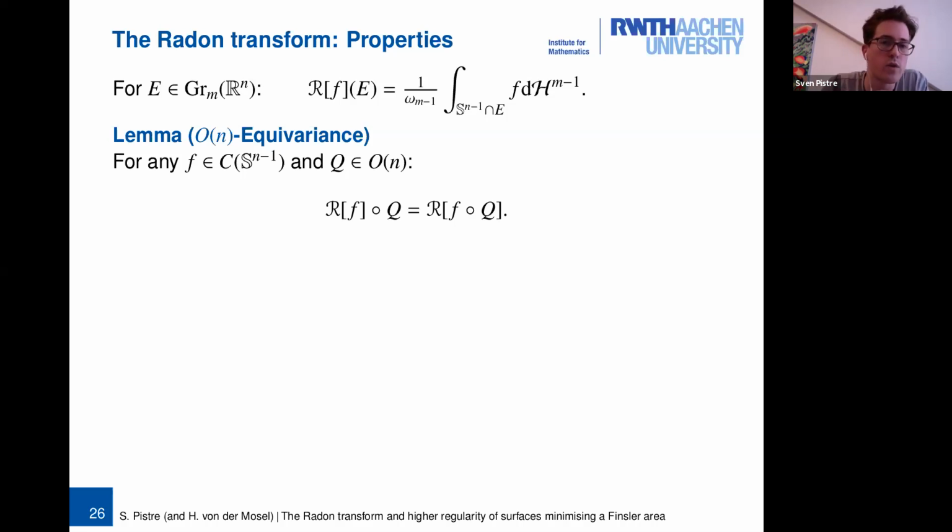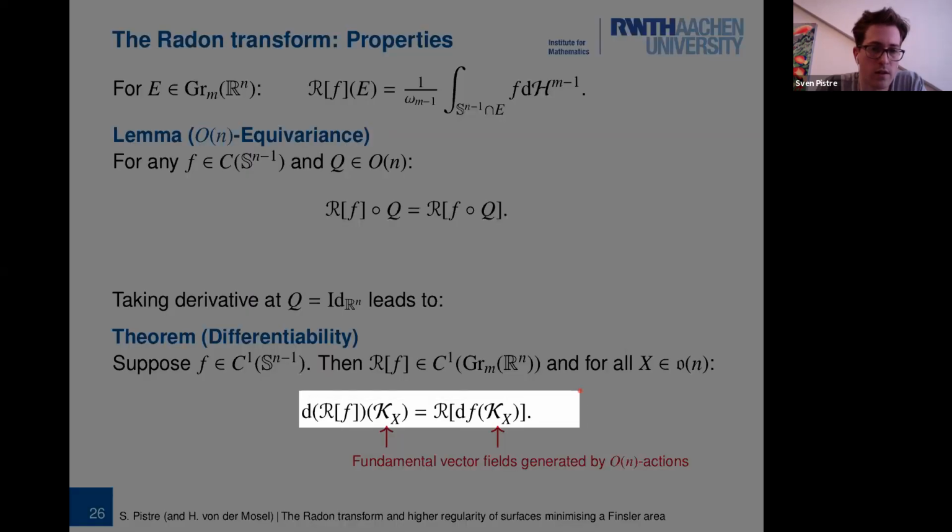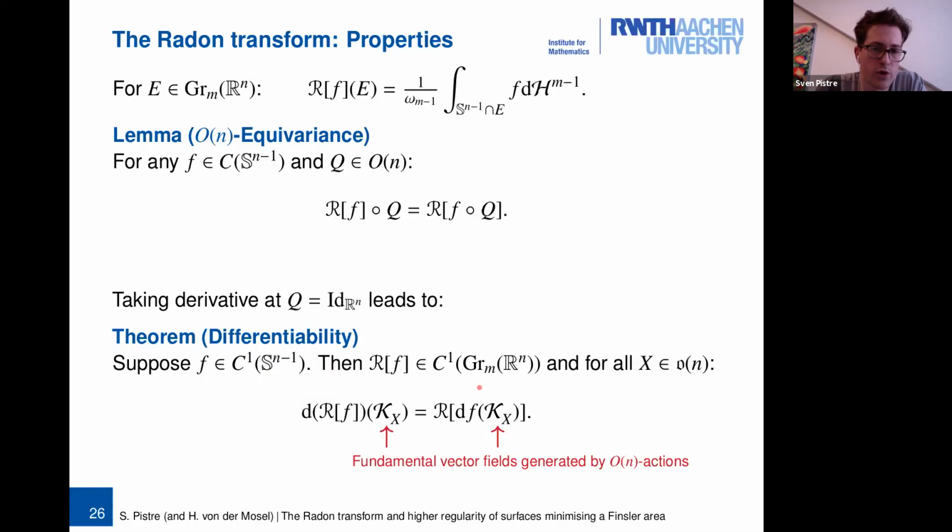Okay, so now what you can do is take the derivative of this property with respect to Q, with respect to the rotation, and you look at the derivative at the identity in the Lie group. Then what you will get is an infinitesimal version of this equivariance. That means if I have a function which is already C1, then the transformed function will also be C1, and I know how I can calculate the derivative. So this term here is basically the infinitesimal version of the equivariance.